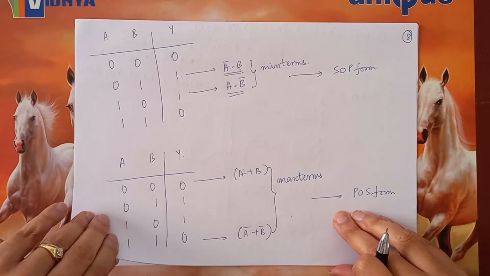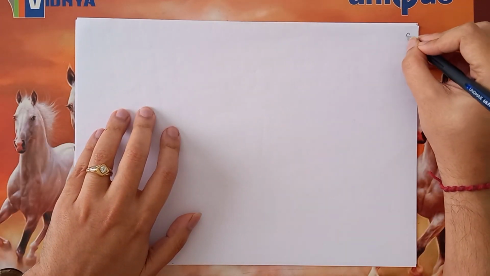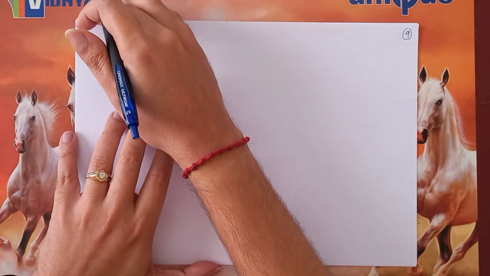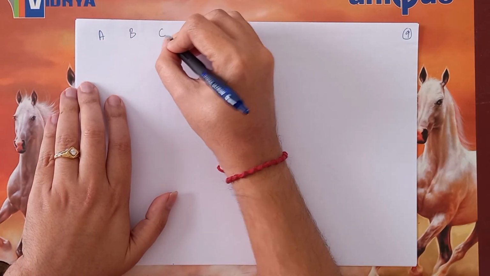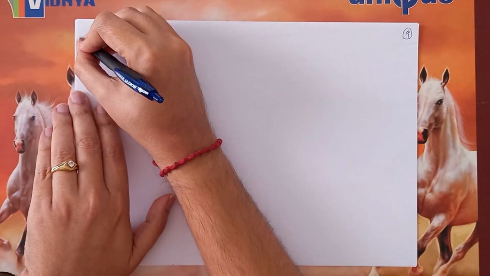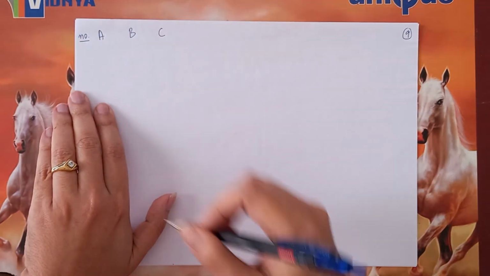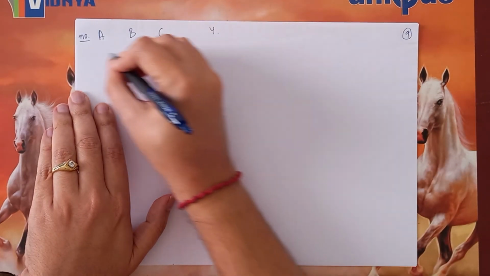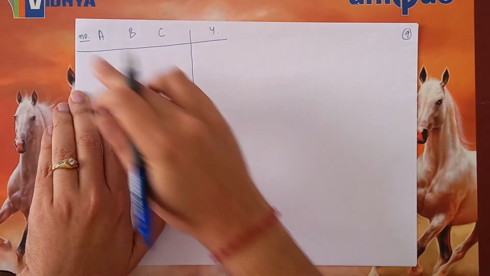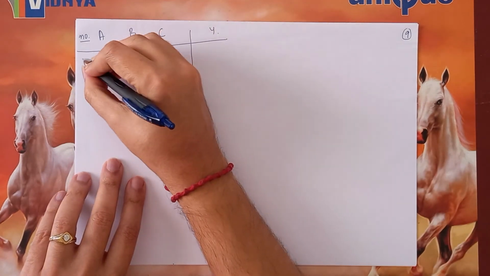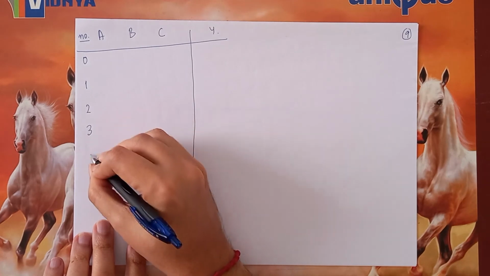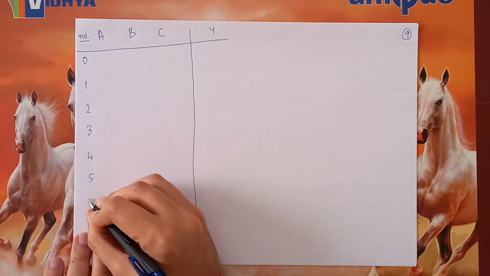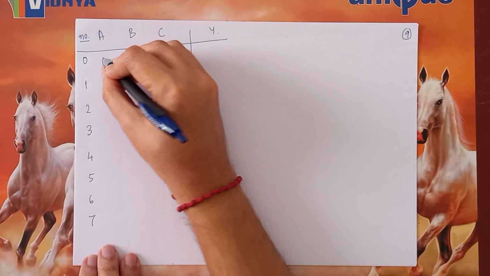So let us discuss this in the purview of a 3 variable function, the same one which we had taken a look at just a little while back. Now I am going to keep one more column over here, it's called as number. This number is nothing but the row number. So there are 8 rows from 0 to 7. So likewise you can fill the truth table.